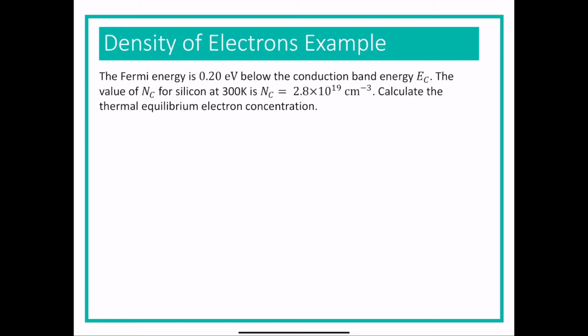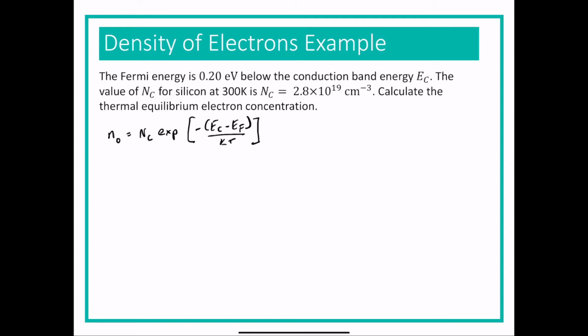So we'll look at a short example, not a long one, but if we have the Fermi energy being 0.2 electron volts below the conduction energy, which makes more sense, and we have a value of N sub C at 300K, we can calculate the thermal equilibrium electron concentration for this particular material. All we need is to take N sub C, which we were given, and do the exponential function of minus EC minus EF over KT.